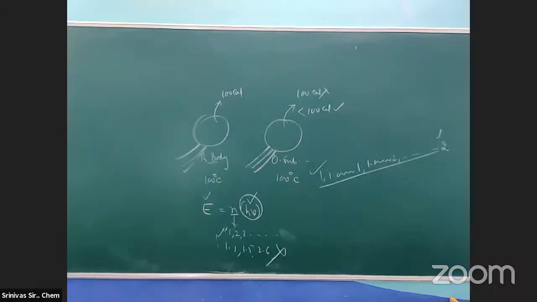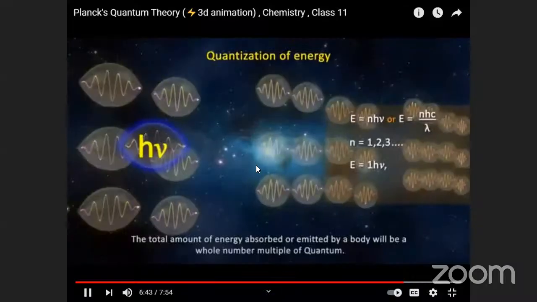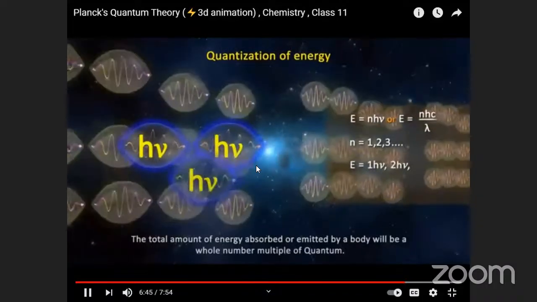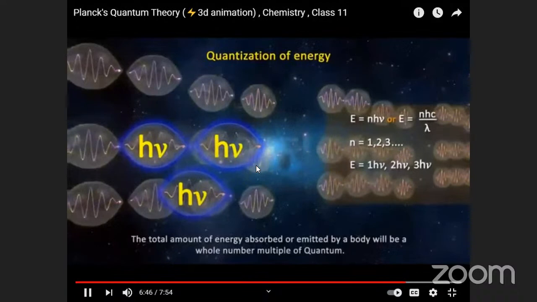This point will help you a lot when we go through Bohr's atomic model. Anyhow, I'll discuss continuity again over there. 1 h nu, 2 h nu, 3 h nu, etc.